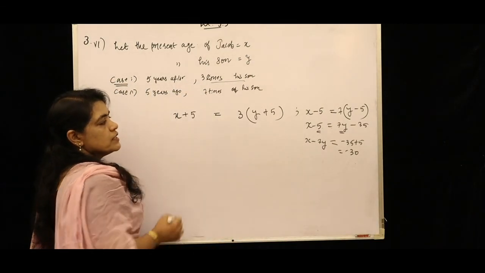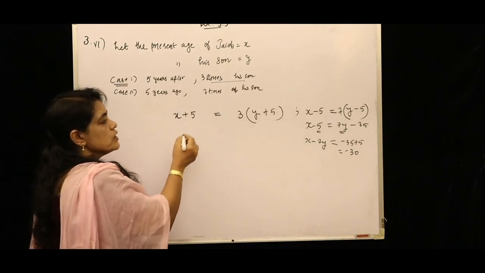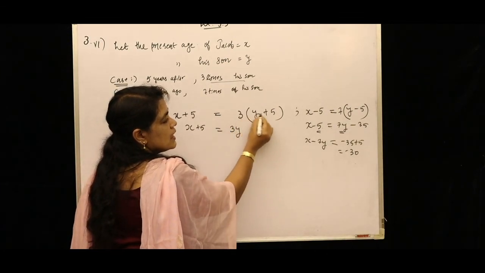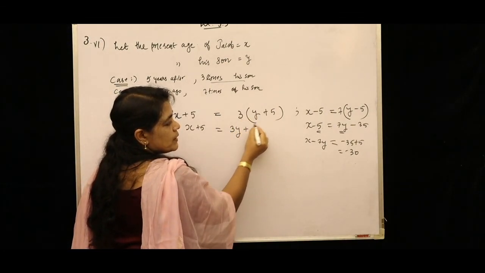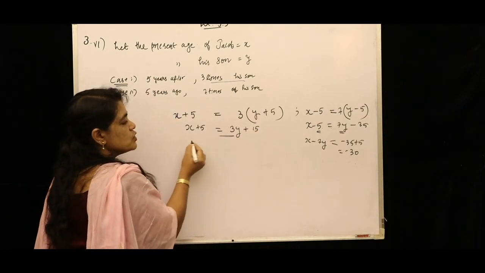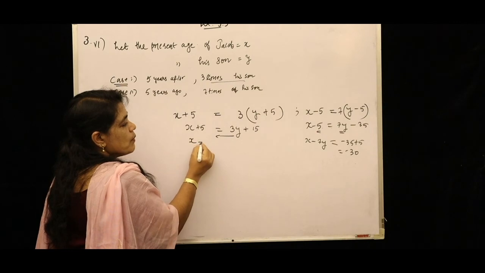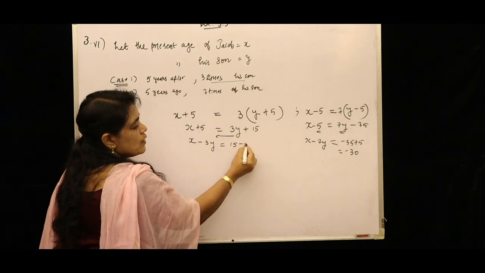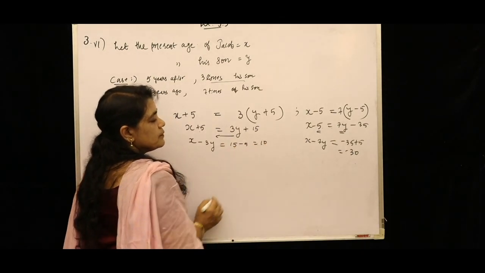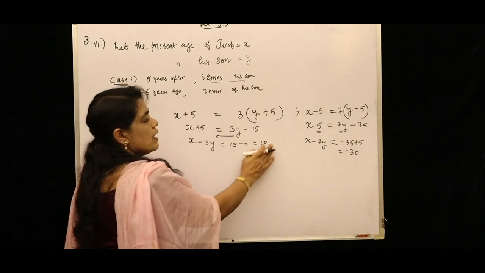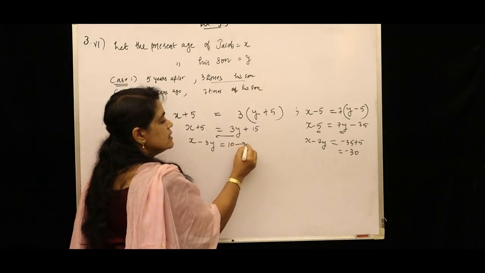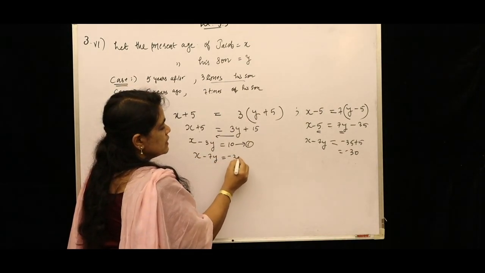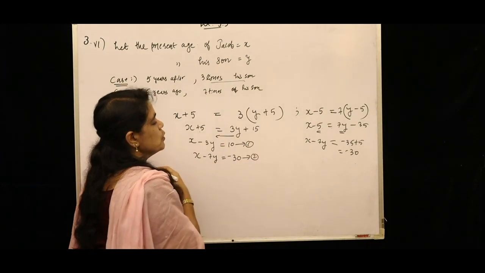Under the first case we can easily form the first equation. So x plus 5 equals 3 into y plus 5, that is 3y plus 15. I am taking 3y to LHS, so x minus 3y is equal to 15 minus 5. What is 15 minus 5? It is 10. So this is equation number 1, and x minus 7y equal to negative 30 is equation number 2. Now we are going to solve.